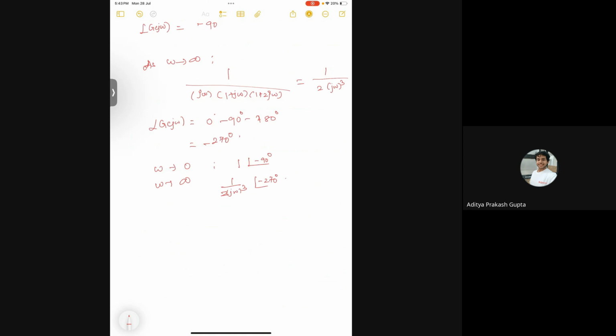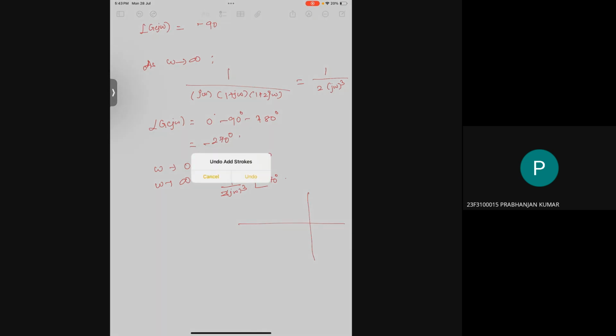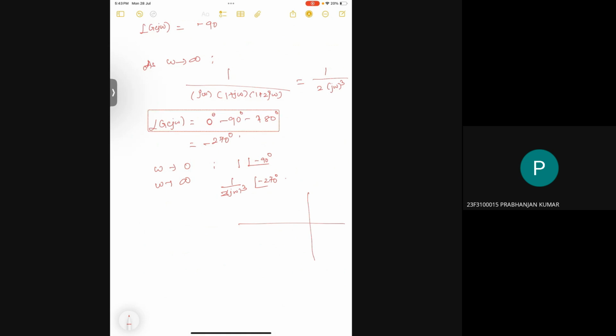Good. Now we are going to plot the phasors. As omega tends to 0, how will it be minus 90? It should be 0 degrees, no? No, for 1 plus j omega it is 0 degrees only. This will be minus tan inverse of omega, no? Yeah, but what is the omega value here? It is 0, tan inverse of infinity. Okay, when omega tends to infinity, yeah.